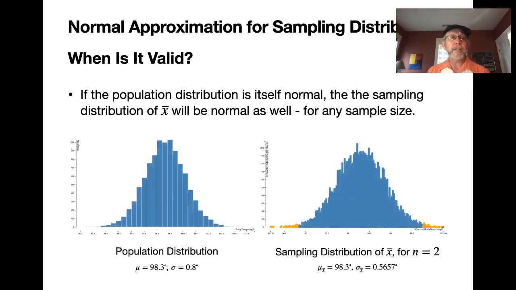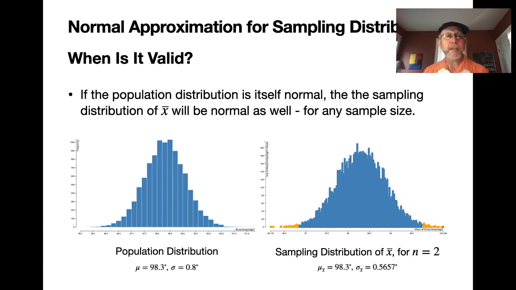Here, for instance, is a population distribution on the left consisting of body temperature readings, mean of 98.3, a standard deviation of 0.8 in degrees Fahrenheit. And on the right, you see the sampling distribution for samples of even the smallest possible size, n equals 2. And you see that characteristic normal shape. So if sampling distributions tend to be normal in shape no matter what the population distribution, it makes sense that they'll be exactly normal in shape if the population distribution itself is exactly normal.